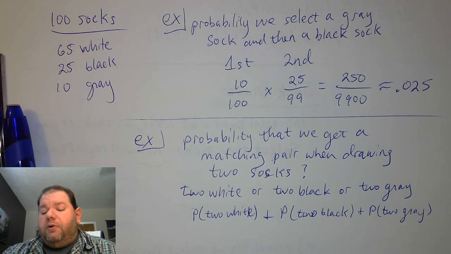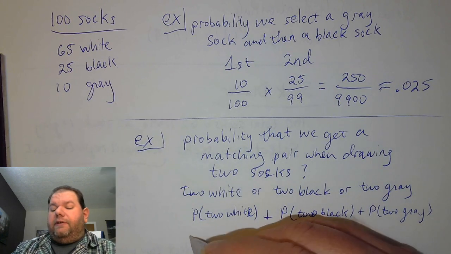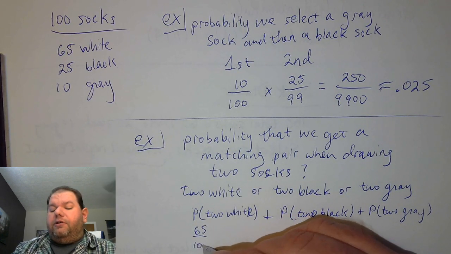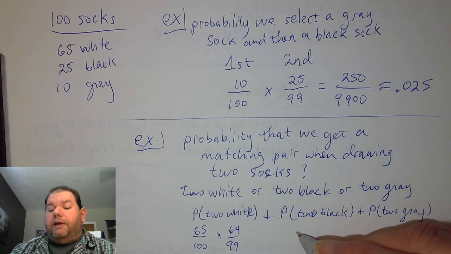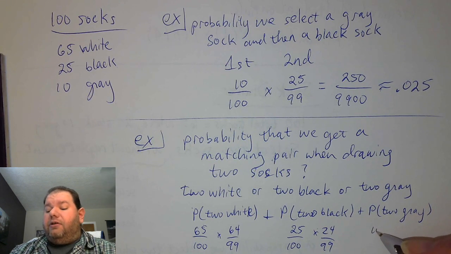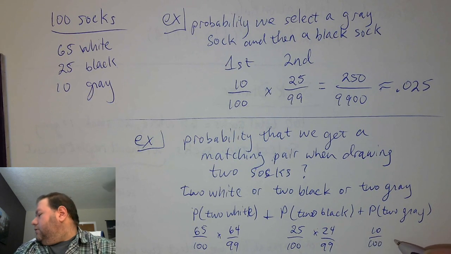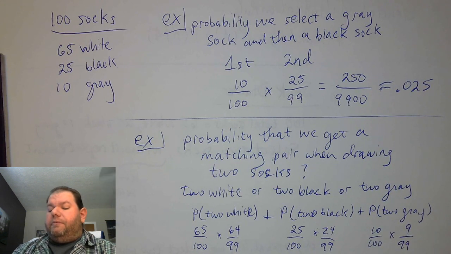Okay. Now we already know the probability of getting 2 white socks was 42%. That was the first problem we did. But again, that's 65 over 100 times 64 over 99. For 2 black socks, it's 25 over 100 times 24 over 99. And for 2 gray socks, it's 10 over 100 times 9 over 99. Okay.